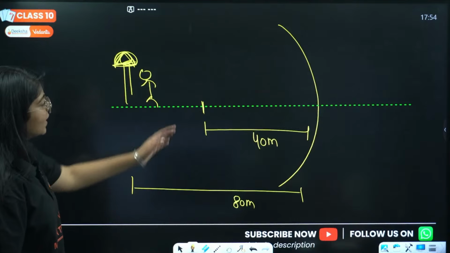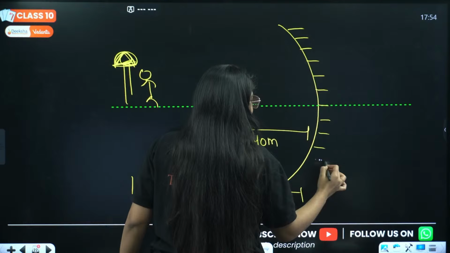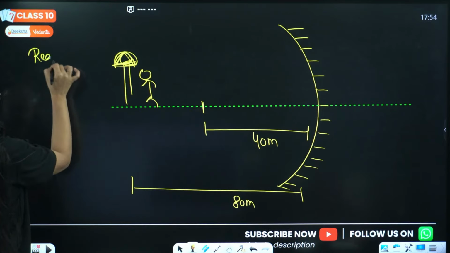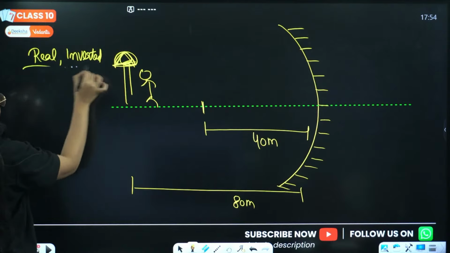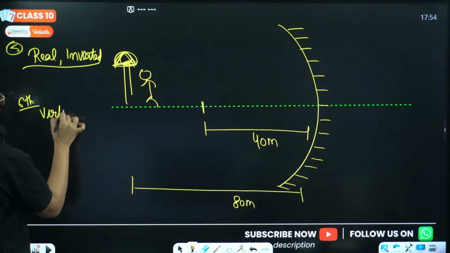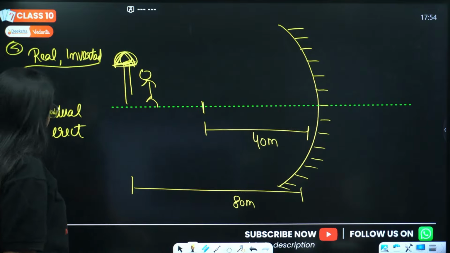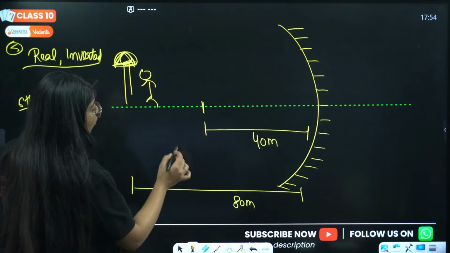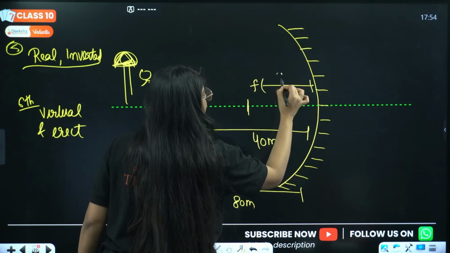Let us see that in the general case. In case of concave mirrors, my image is not always real and inverted, but in 5 cases the image is real and inverted, and in the 6th case the image is virtual and erect. Now we are given the focal length is minus 20 meter. So the focal length is somewhere here, that is 20 meters.